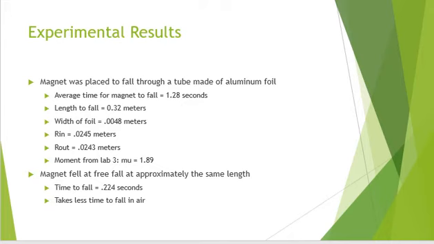In this experiment, the magnet was in the tube for 1.28 seconds. I compared this measurement with the magnet falling the same length in free air, and the time to fall was found to be 0.224 seconds. It was then observed that the magnet falls slower in the metal tube and falls faster when falling through free air.